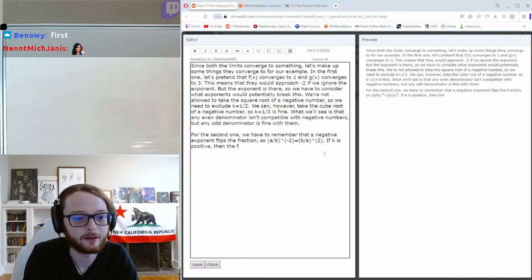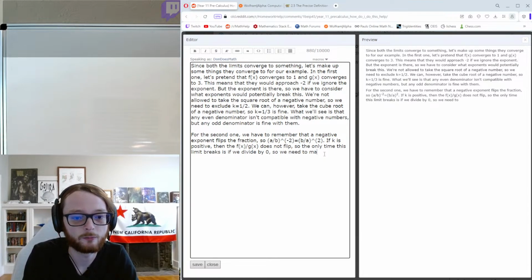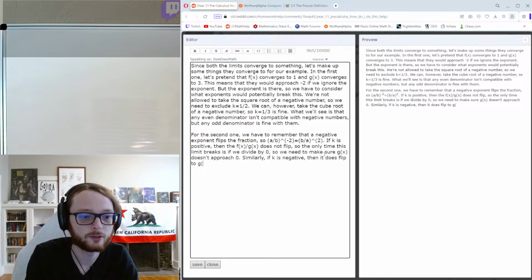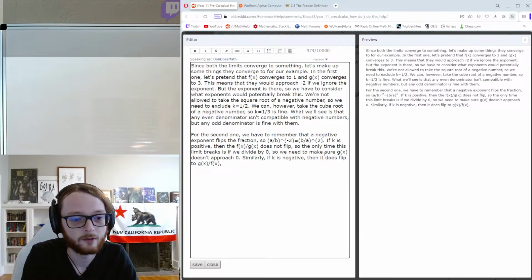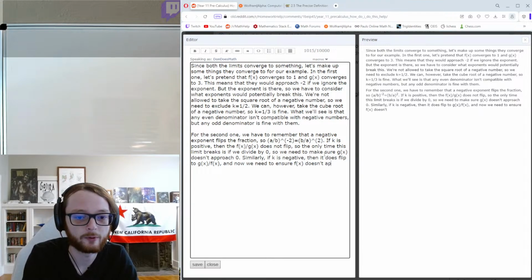Then the f of x over g of x does not flip. So the only time this limit breaks is if we divide by 0. So we need to make sure g of x doesn't approach 0. Similarly, if k is negative, then it does flip to g of x over f of x. And now we need to ensure f of x doesn't approach 0 for the same reason.